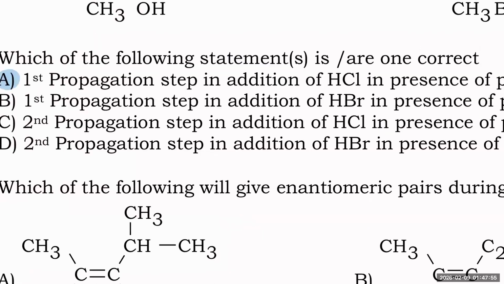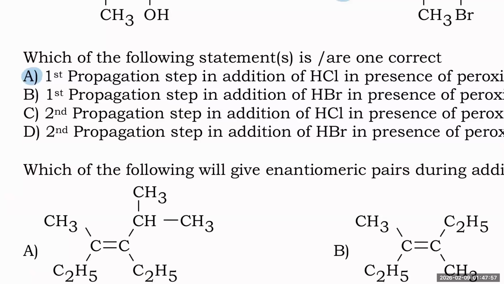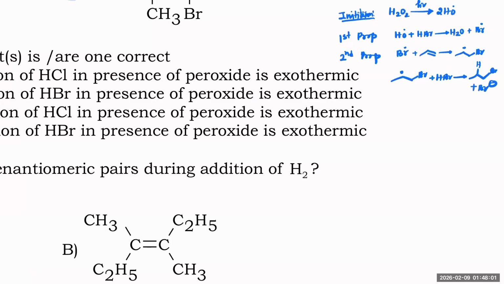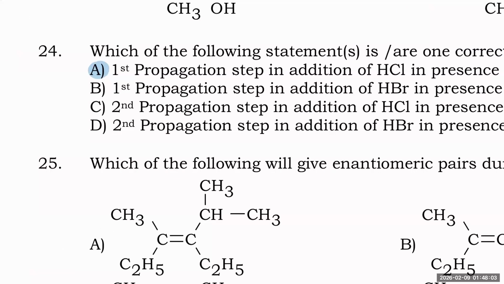Second statement: first propagation step in addition of HBr in the presence of peroxide is exothermic. Bromine is also exothermic. That is also correct. It is only the iodine form which is endothermic. Otherwise, all of them are exothermic.